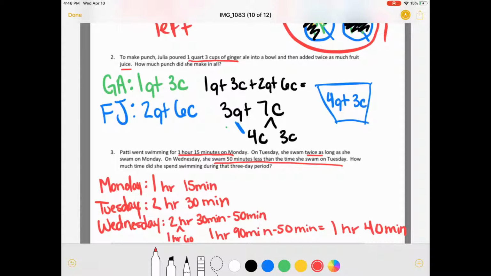Now I've got to add all 3 times together because that's what it asks me. So I'm going to say 1 hour and 15 minutes plus 2 hours and 30 minutes plus an hour and 40 minutes.